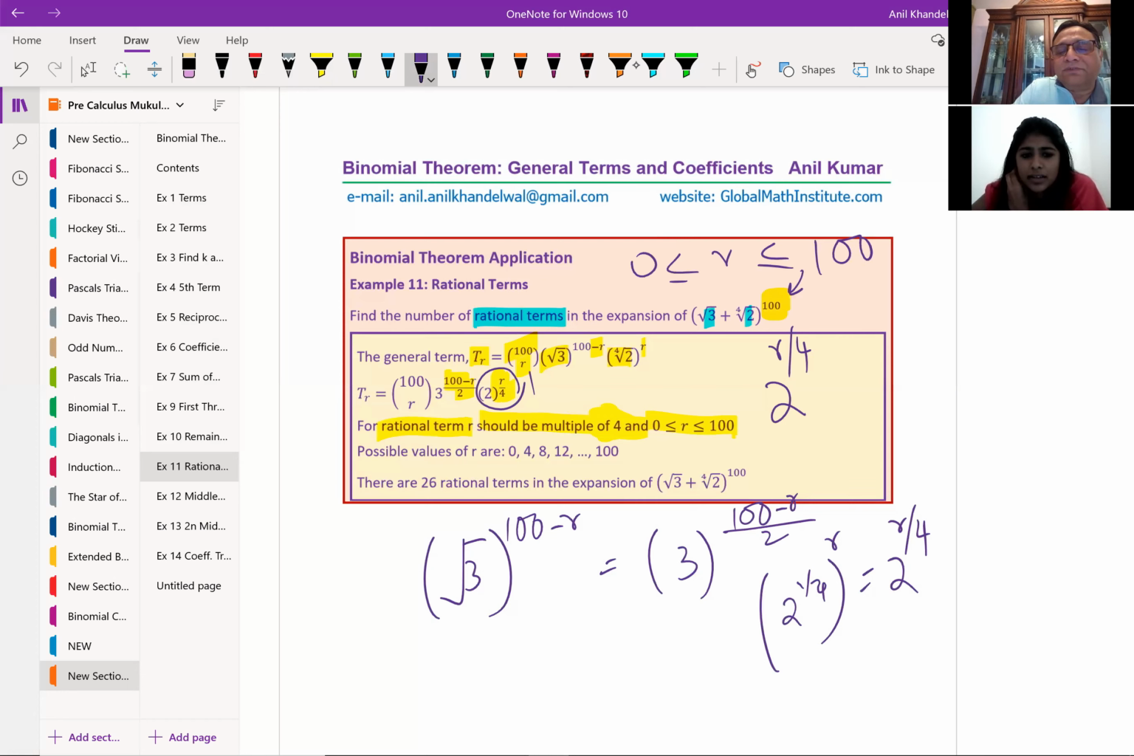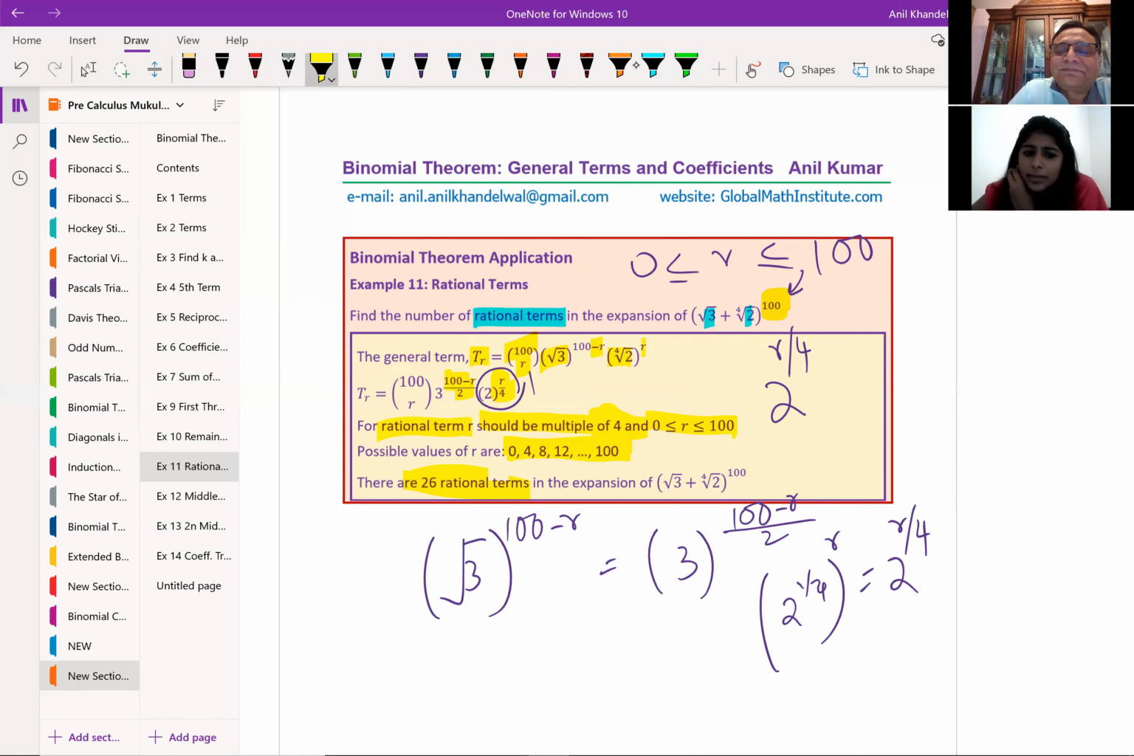Now we have a condition from here that R should be a multiple of 4. Since R should be a multiple of 4, it could have these values 0, 4, 8, 12, up to 100, like that, right? And how many of these numbers are there? You can count how many numbers are there. There are 26 numbers, and those 26 numbers will represent our rational terms in the sequence.